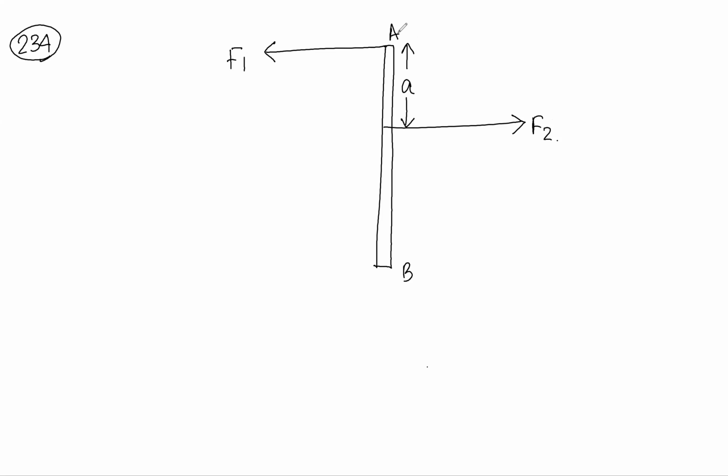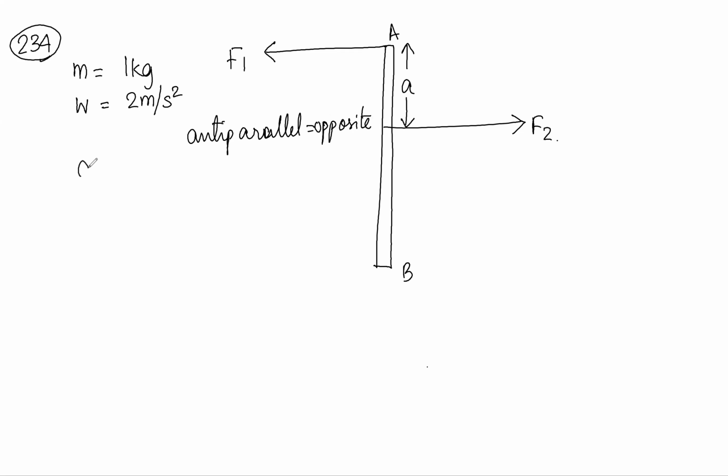A thin uniform rod AB of mass 1 kg, the mass is given as 1 kg, we'll be using symbols. You can substitute at the end of it. Moves translationally with an acceleration W is equal to 2 meter per second square. Irodov doesn't use A for acceleration, it uses W. There are two anti-parallel forces, F1 and F2. Anti-parallel means opposite. The distance between these forces is A, and A is given to you as 20 centimeters. It is also known that the value of F2 is 5 newtons.